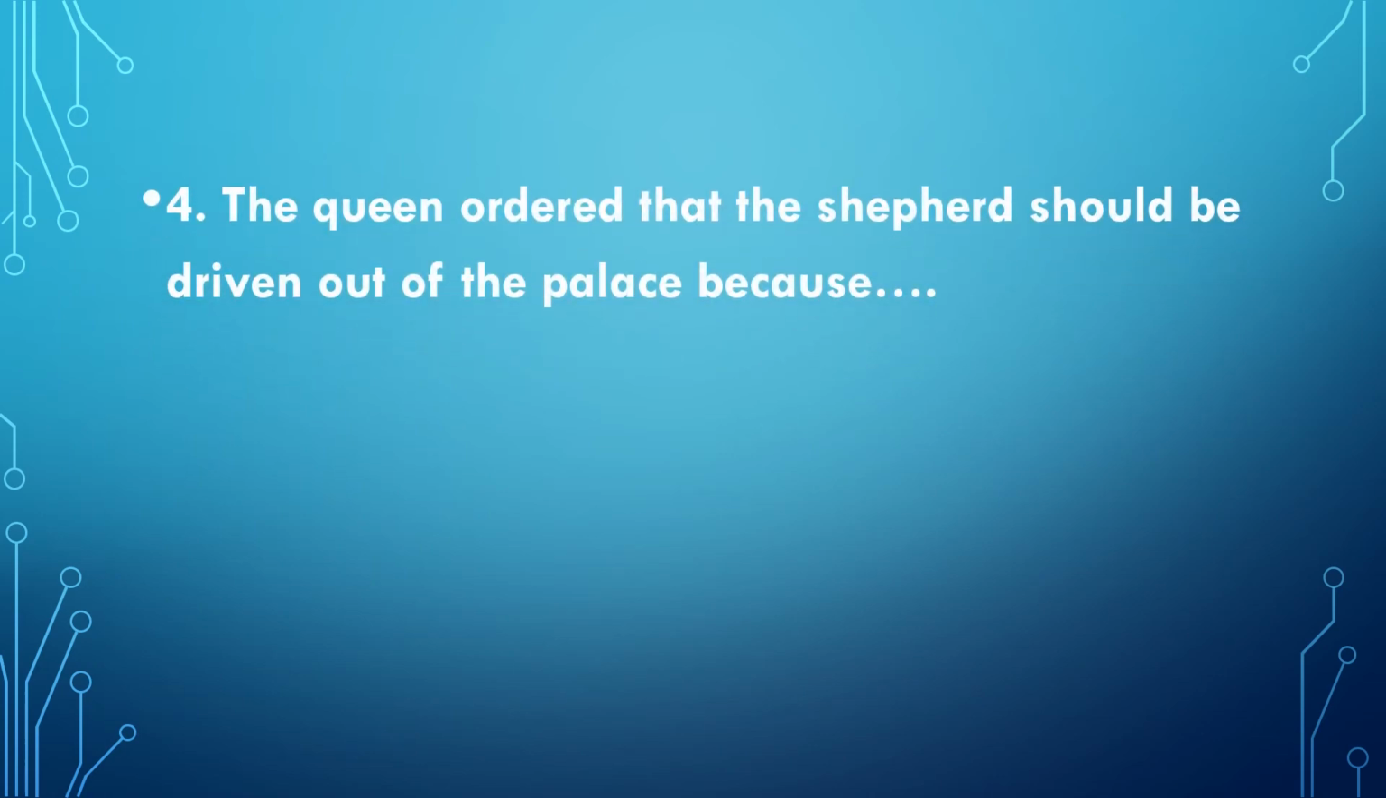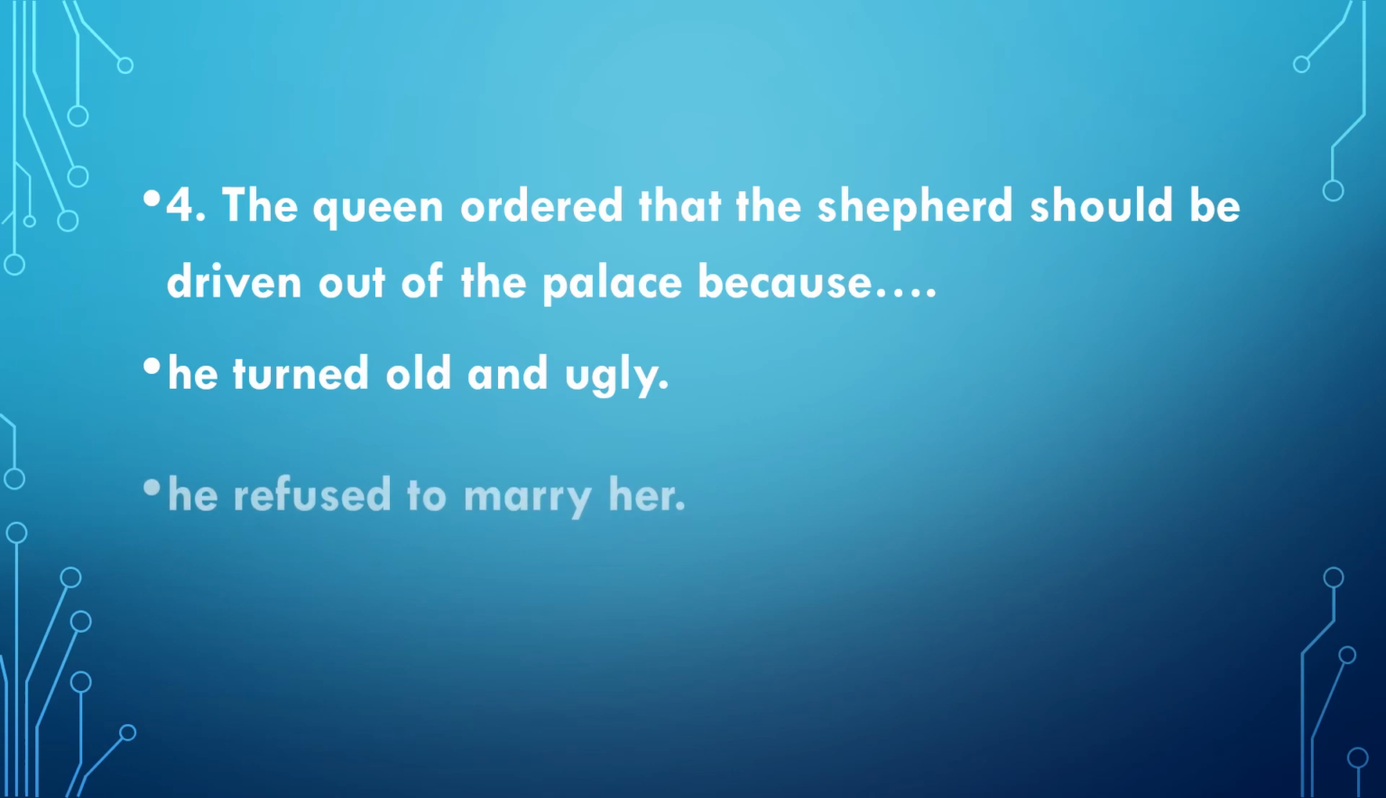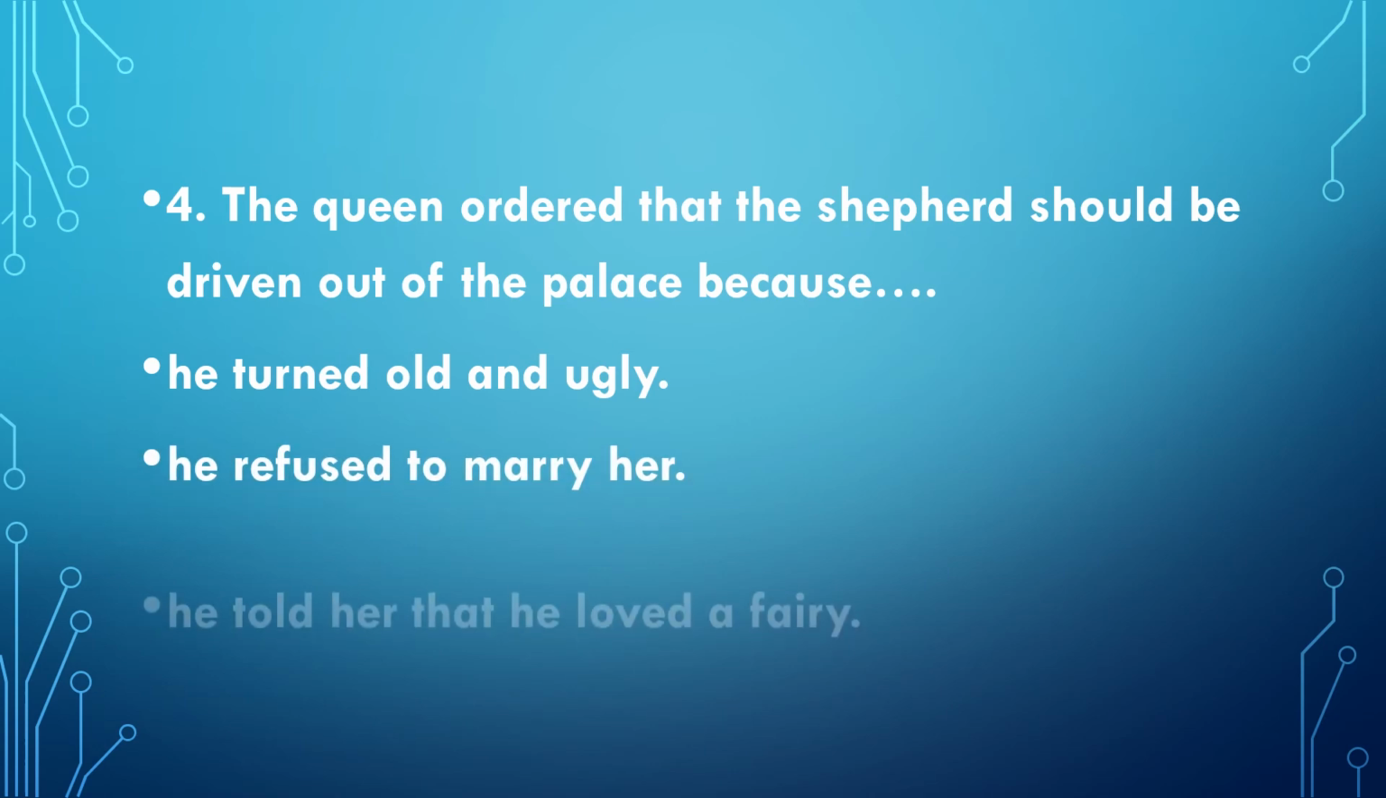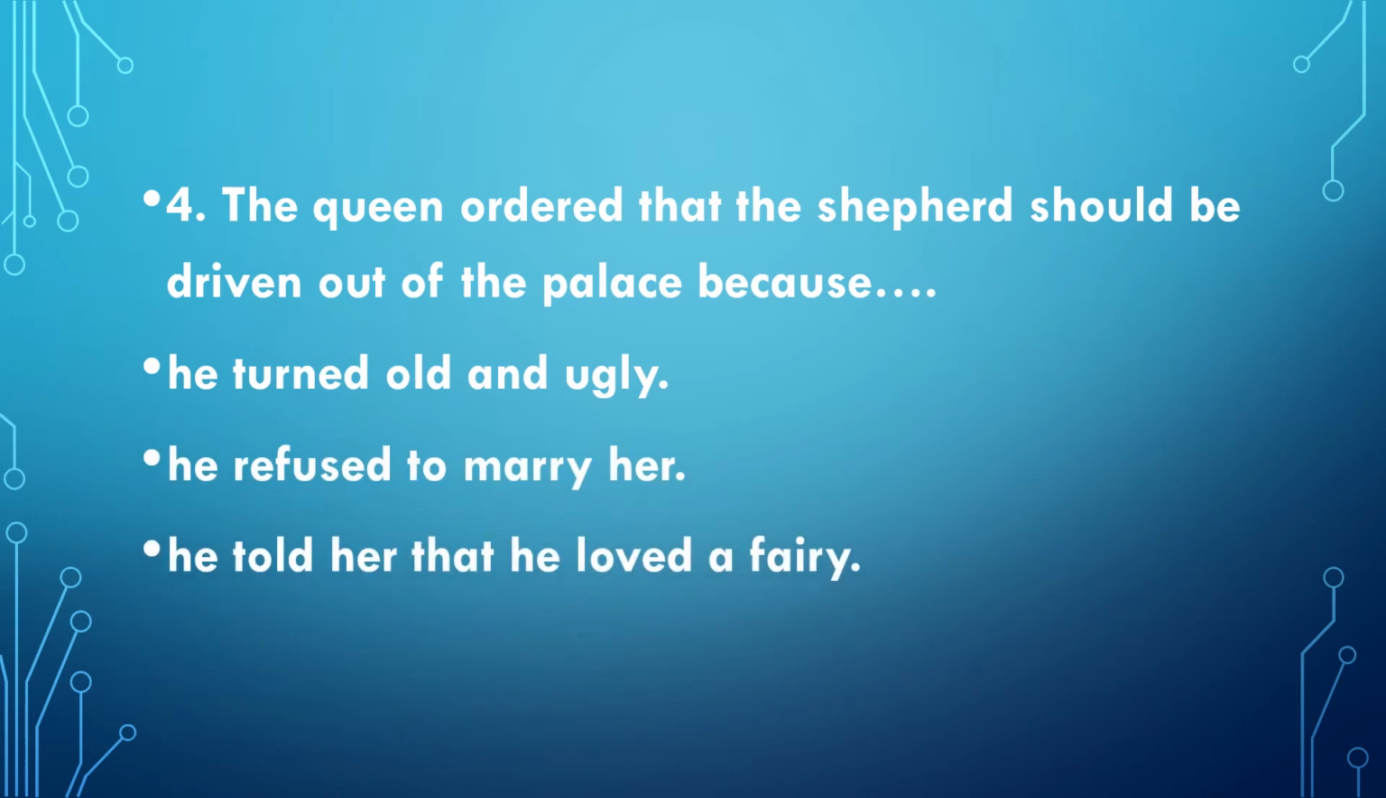The fourth one is, the queen ordered that the shepherd should be driven out of the palace because the options are he turned old and ugly, he refused to marry her, he told her that he loved a fairy. Select the correct option and write it in your CW. Let us see the next exercise now.